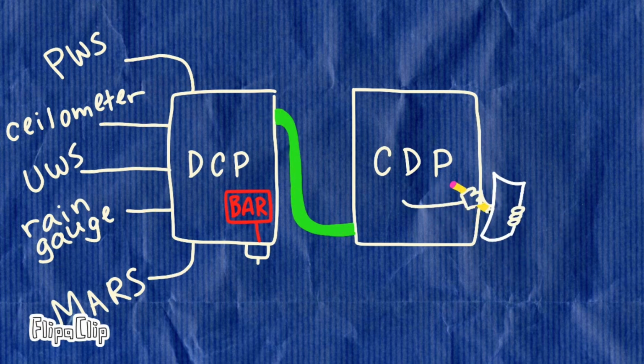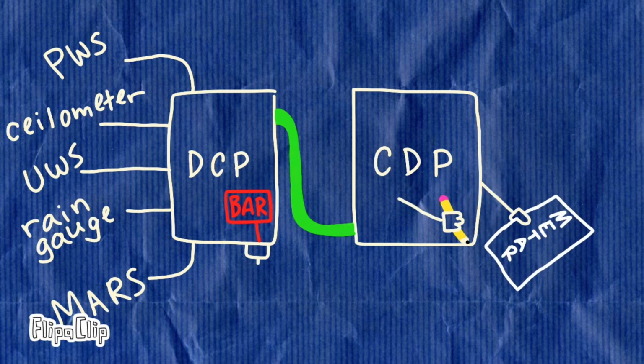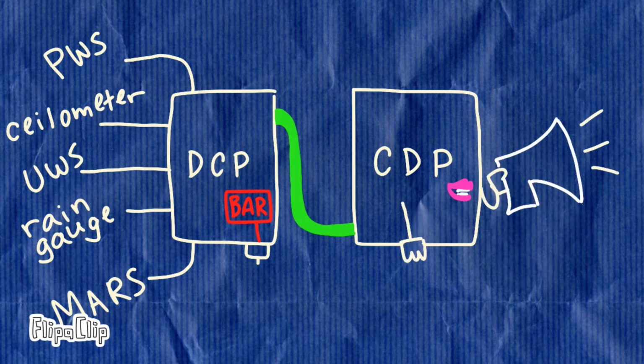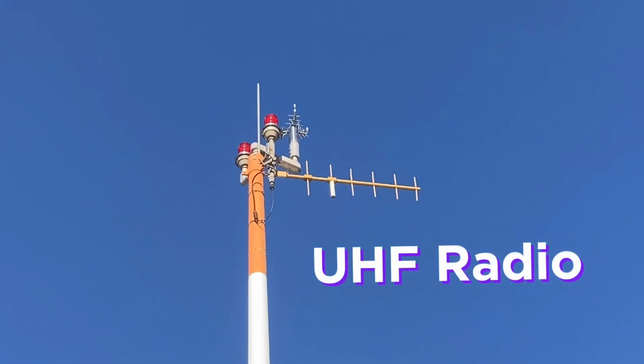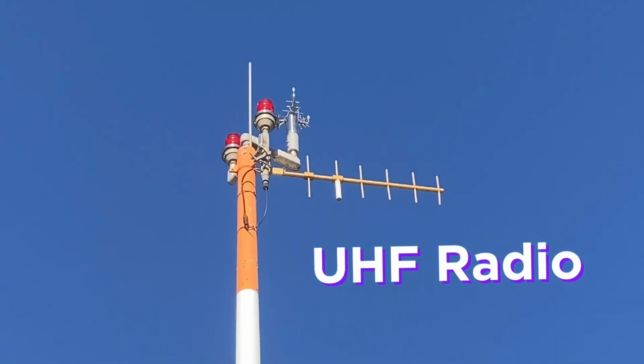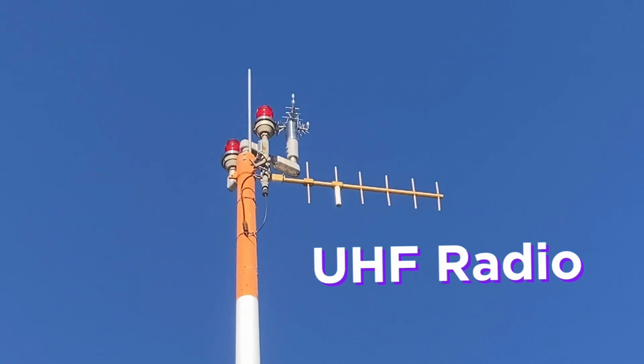The CDP double-checks the information for errors and organizes it into a usable form, such as verbal radio enunciations and METAR. The CDP can then broadcast this information to pilots. The ultra-high frequency radio is a lot like a megaphone for the CDP. It sends out the organized information to pilots.